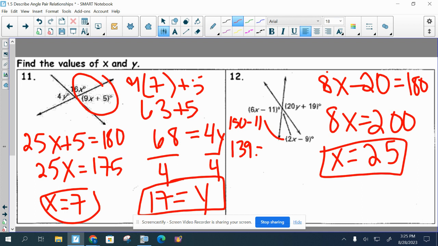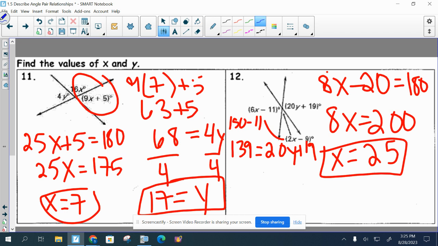So I set 139 equal to 20y plus 19. I can use a different color other than red. Subtract 19. So that's 120 equals 20y. So y equals 6.